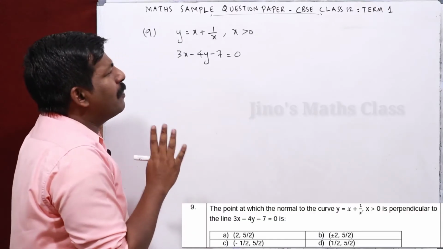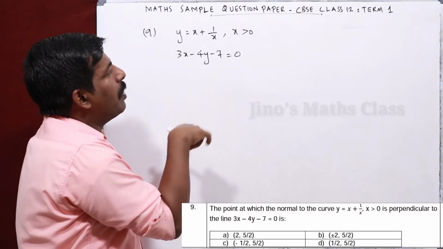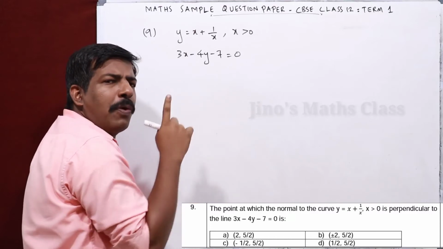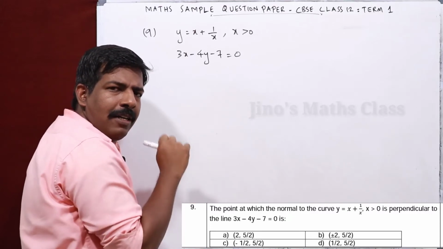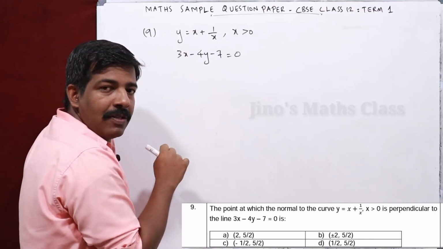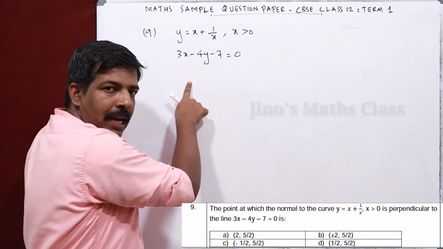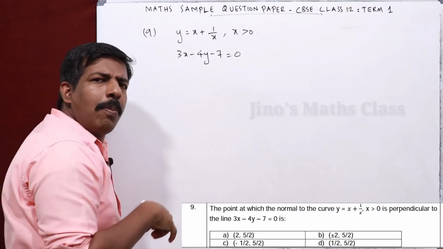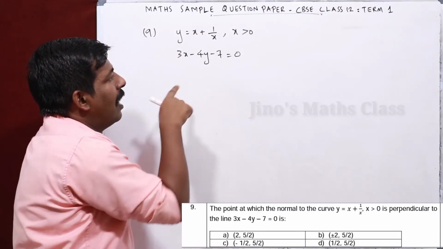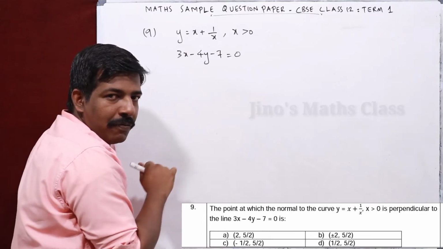Here they are asking to find a point on the curve, and the condition given is that the normal of the curve is perpendicular to the line. We know if the normal is perpendicular, then the tangent of the curve will be parallel to this line, right? So at that time we can say the slope of the tangent will be equal to the slope of this line, and we know how to find the slope of the tangent from a curve. We just differentiate with respect to x, find the slope, and equate both. From that we will get the value of x, correct?